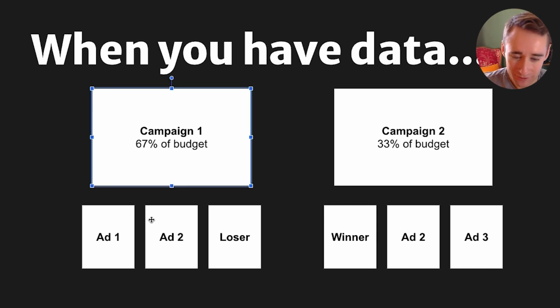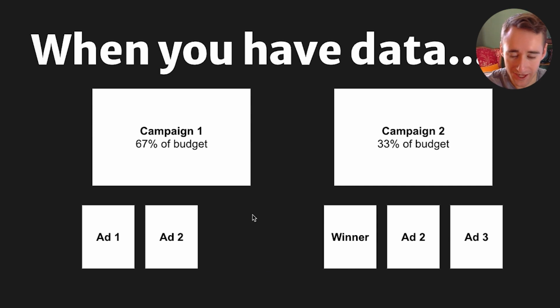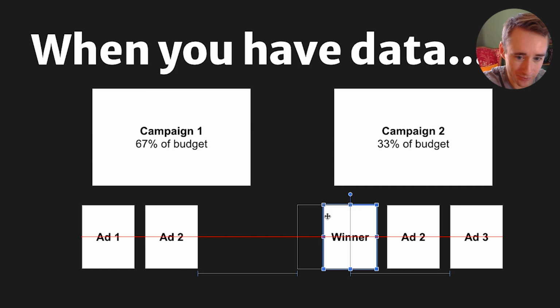So I'm just going to do it manually. But let's say this campaign has been running for a couple of weeks and we're getting most of the clicks from here. This is getting a little bit of traction and this is getting almost no traction. Nobody's clicking this losing ad. So I would then remove this ad from my main campaign. I would bring the winning ad from my test campaign over here.